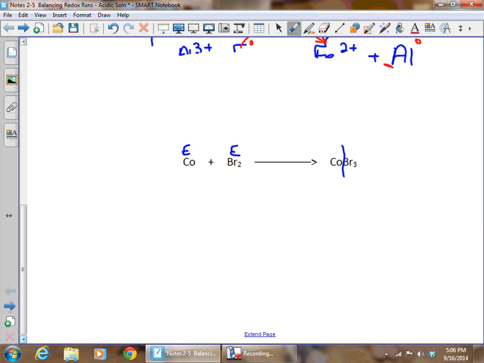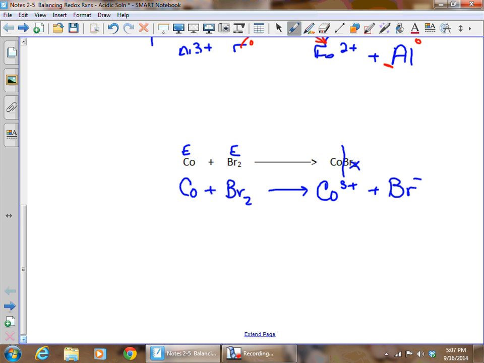So when we write this as a net ionic, it's going to be Co plus Br2 yielding Co3+. Now remember, and this is the most missed thing, guys, you do not carry down those subscripts unless they're part of a polyatomic ion or a diatomic element. So that's what we should end up with at this point.